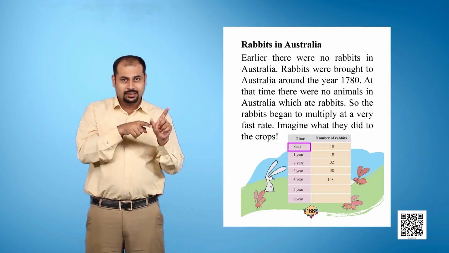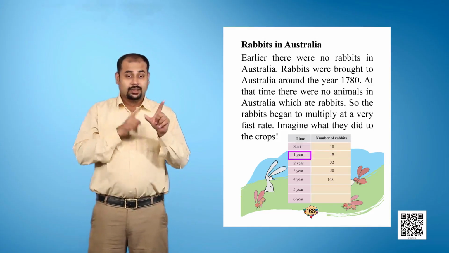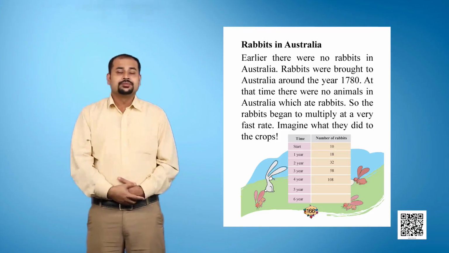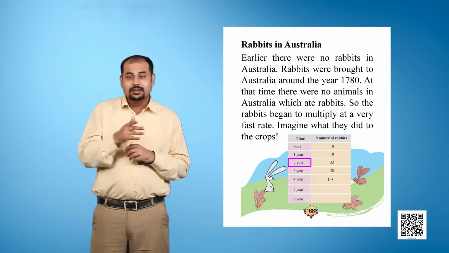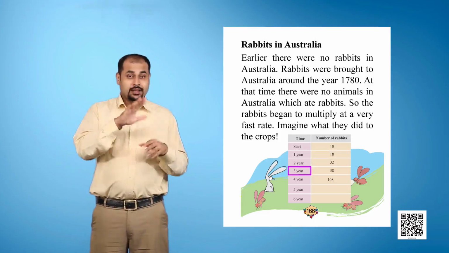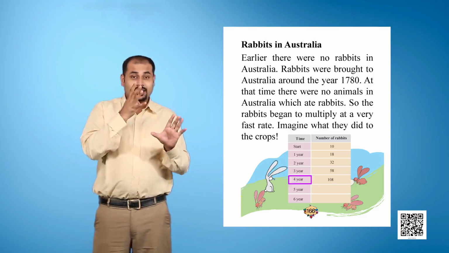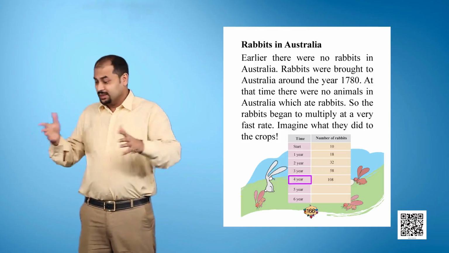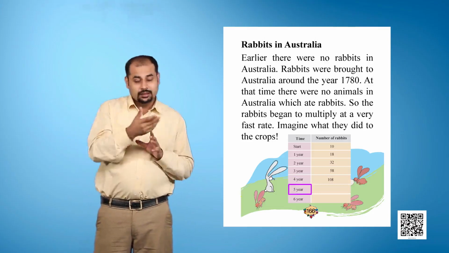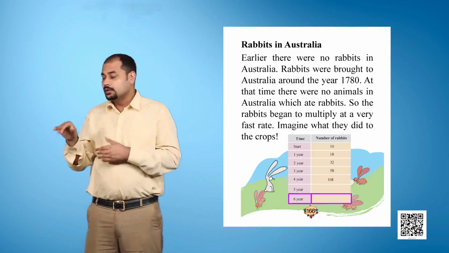Start, 10. 1 year, 18. 2-year, 32. 3-year, 58. 4-year, 108. 5-year, dash. 6-year, dash.